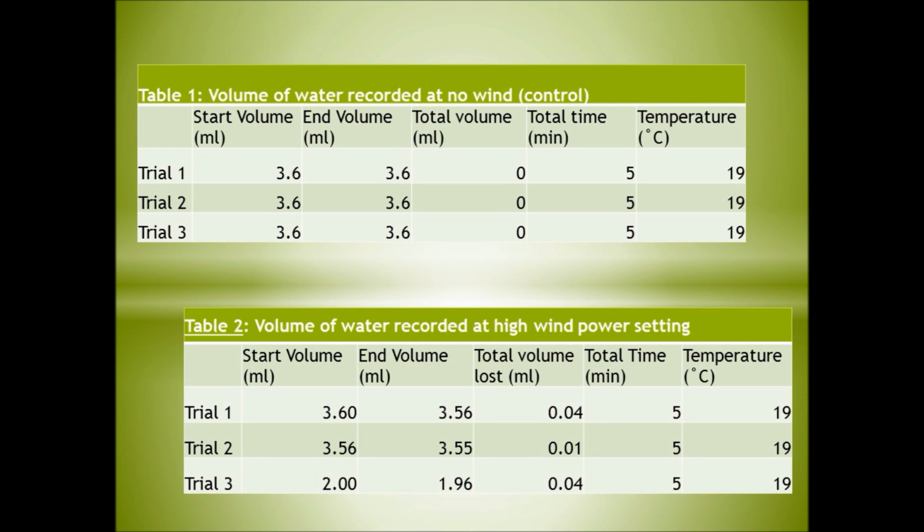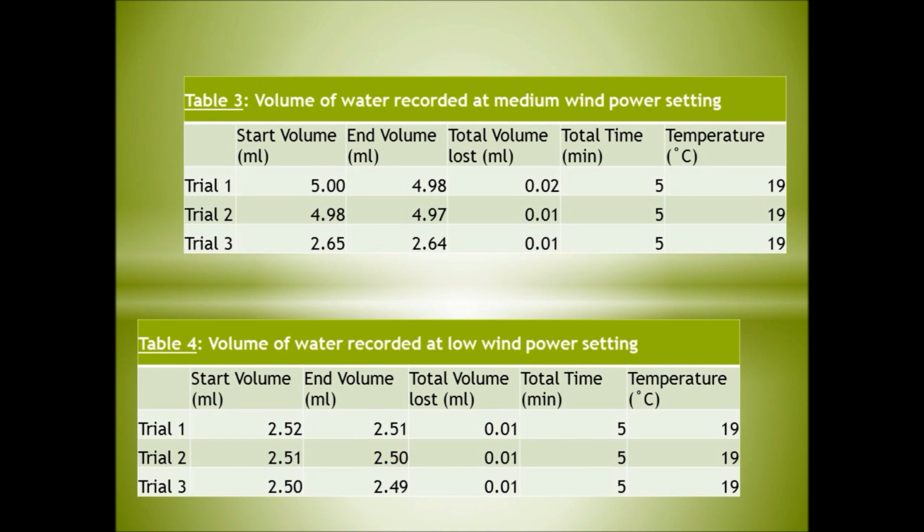Table 2 shows the results for the high-power wind speed setting trials. In both Trial 1 and Trial 3, the total amount of volume lost was 0.04 mils. However, in Trial 2, the amount of water transpired was 0.01 mils of water.